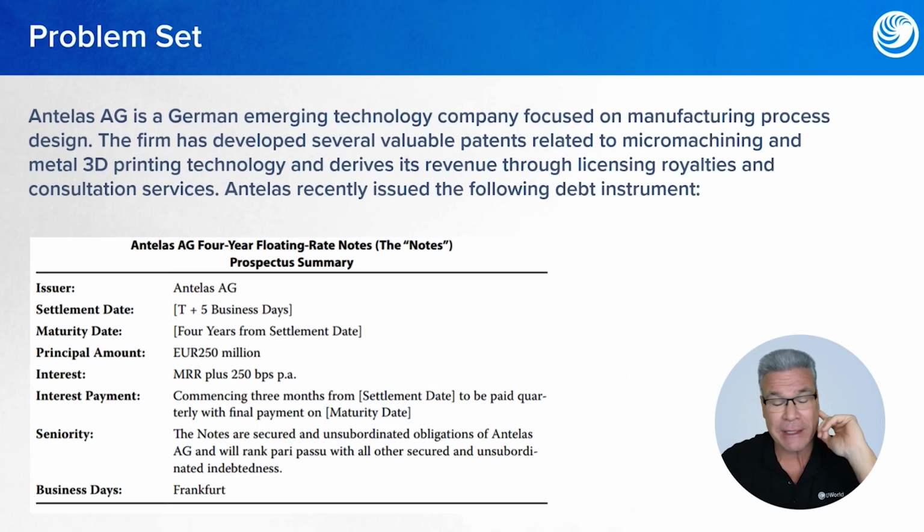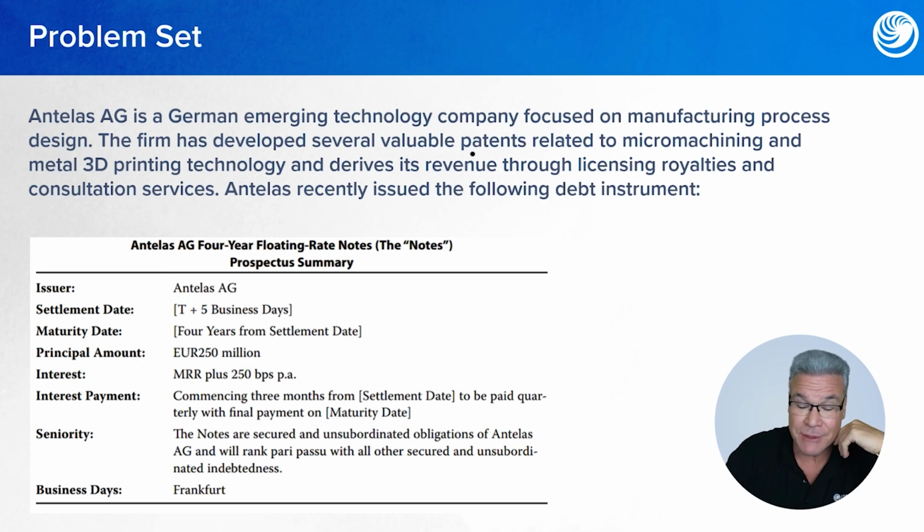All right, so our first practice problem, we've got a German emerging technology company focusing on manufacturing process design. They've developed several valuable patents. So they have a lot of intangibles, and if they were internally developed, probably not much on the balance sheet, right? The book value. It's related to micro machining and metal 3D printing. It gets its revenue through licensing royalties and consulting services. So they issued. The word issue means you are the borrower, so there's going to be a financing inflow. They're raising capital with this debt instrument.